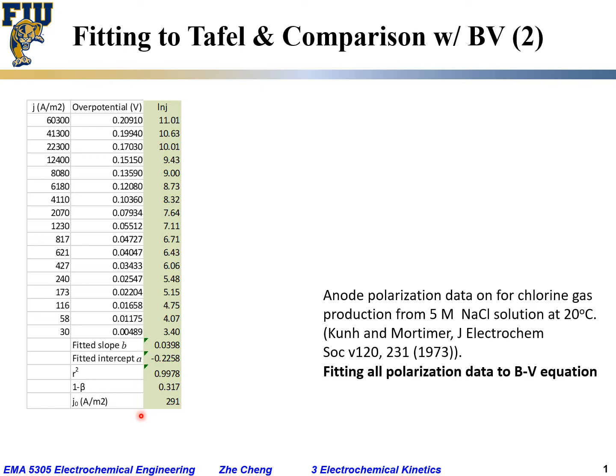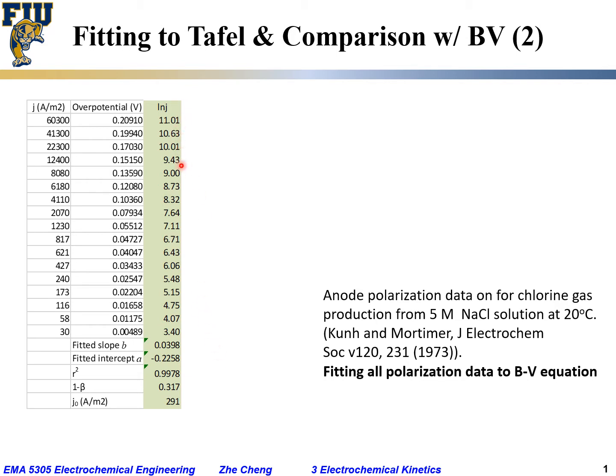But we said, okay, these two parameters, 1 minus beta and the exchange current density, can also be obtained by fitting current density and our potential directly to the BV, or Butler-Volmer, equation. So let's do direct fitting of the entire data of current density and overpotential into the Butler-Volmer equation, and then we can also get 1 minus beta and J0. That's what we are going to look at here and compare with what we got from Tafel.